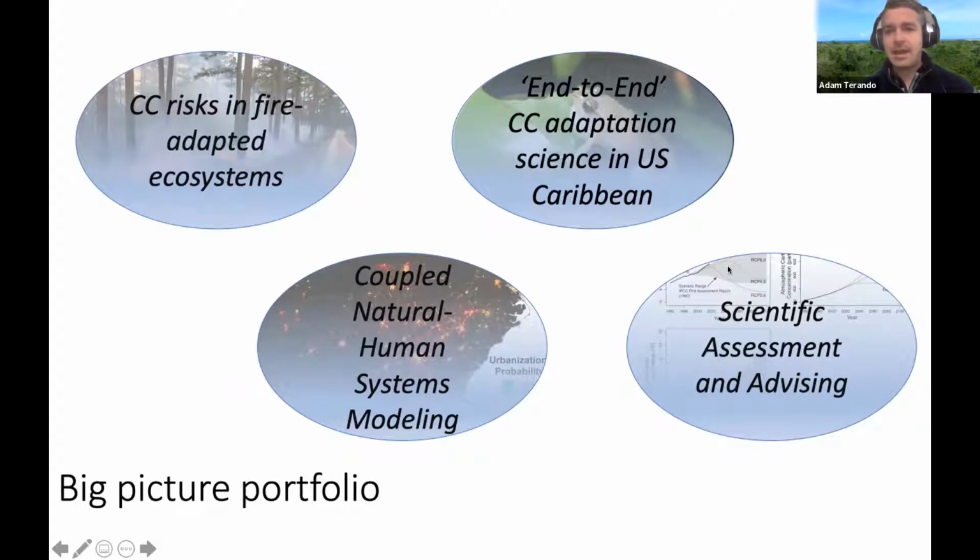And then what I'm going to talk about today is the scientific assessment and advising that I've been more and more involved in the past couple of years, as it relates to things like the National Climate Assessment. Or, as you'll see today, helping decision makers and policymakers better understand the purpose of climate models when we're using them not strictly as research tools to help us better understand the world and the universe, but to actually help decision makers make better decisions and inform policy.